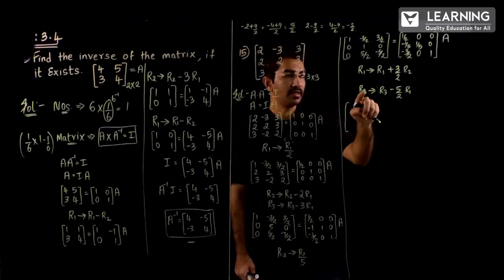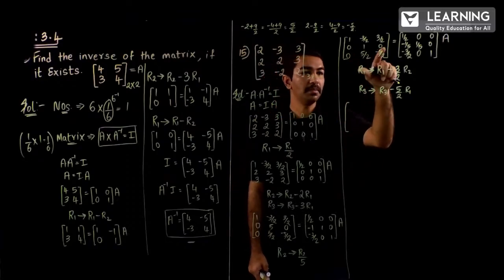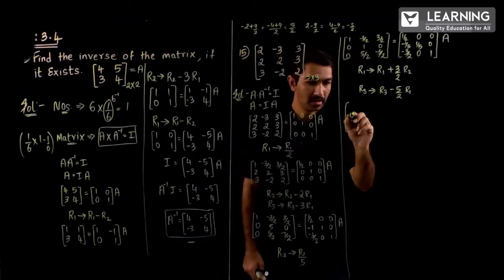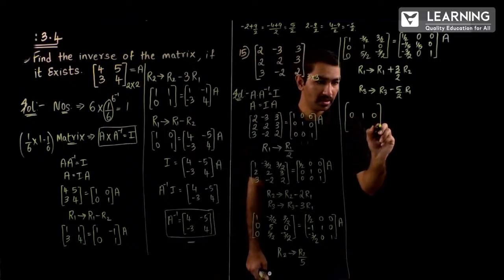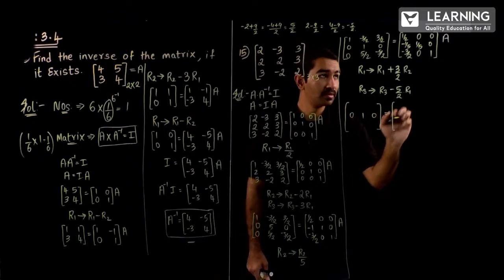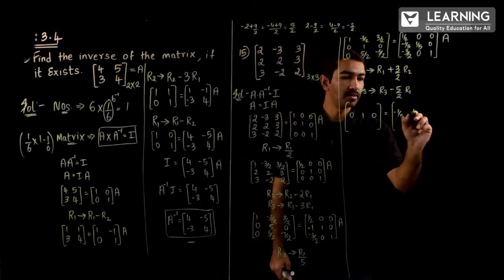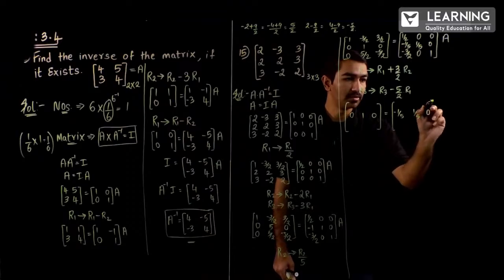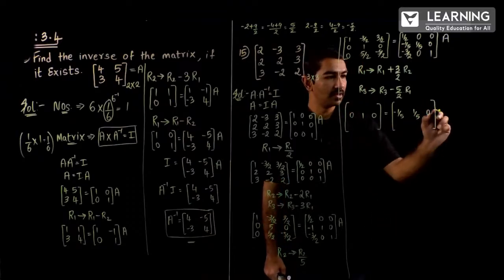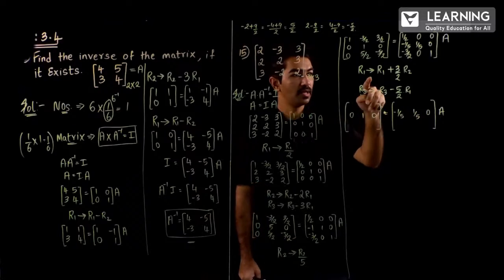Okay, R1, R3 are getting changed, but R2 is the same. So write R2 first: 0, 1, 0, which is equal to R2 again, same thing. Minus 1 by 5, 1 by 5, 0 into A. Change the R1 now.